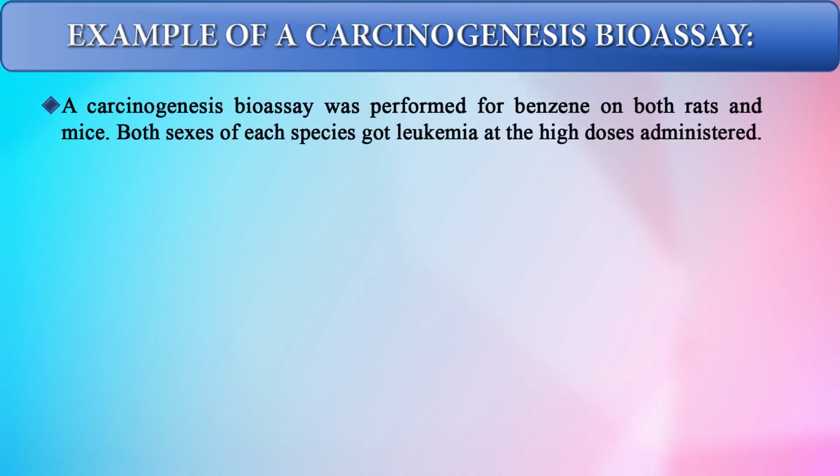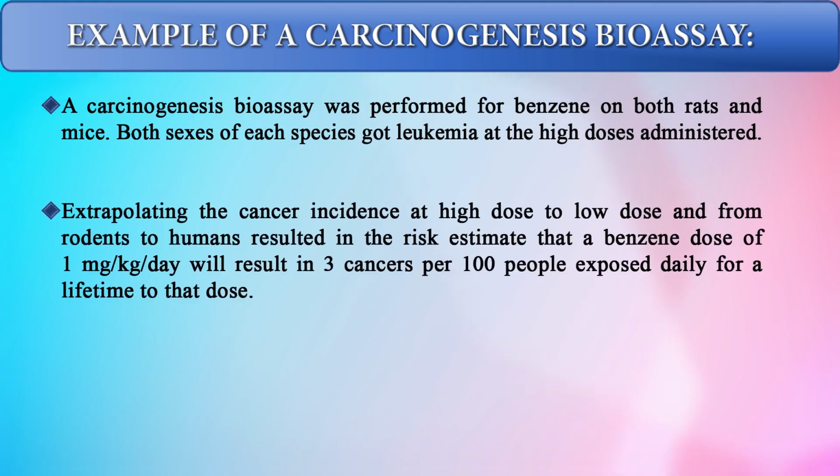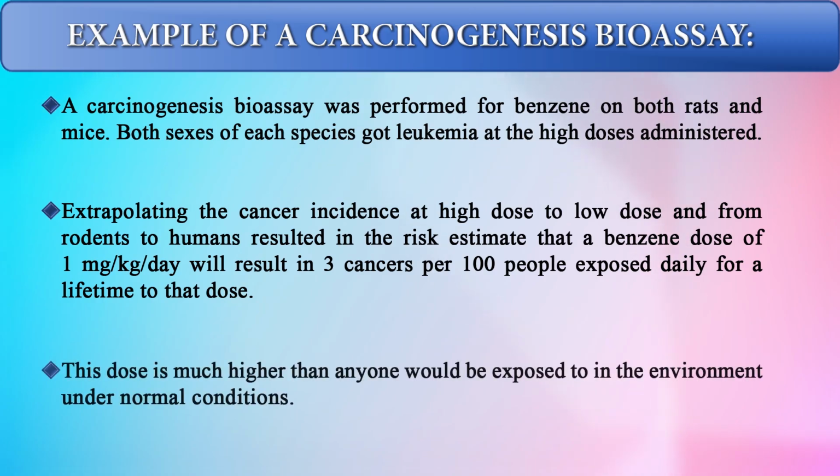As an example of a carcinogenic bioassay, they are performed for example for benzene on both rats and mice. Both sexes of each species got leukemia at the high dose administered. Extrapolating the cancer incidence at high dose to low dose and from rodent to human resulted in the risk estimate that a benzene dose of 1 milligram per kg per day will result in 3 cancers per 100 people exposed daily for a lifetime to that dose. This dose is much higher than anyone would be exposed to in the environment under normal conditions.